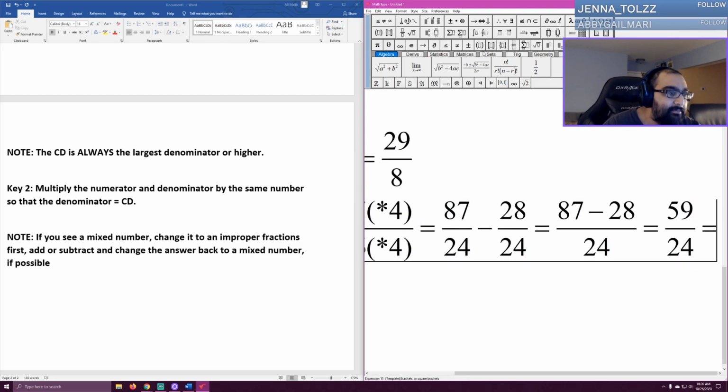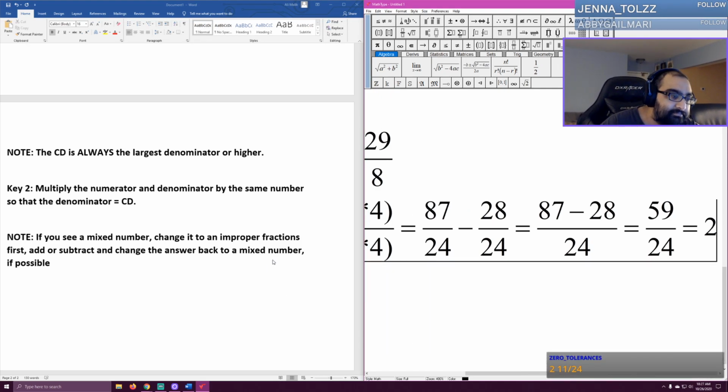All right. Can anybody tell me what 59 over 24 would be as a mixed number? What's 59 over 24 as a mixed number? 2 and 11/24. Good. That's correct.